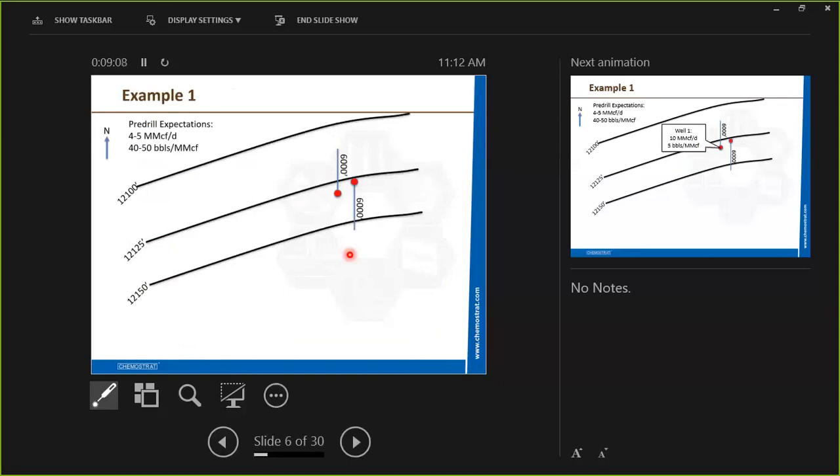Whenever you're going to drill a well, you have to give your reservoir engineer, whoever you're going to give it to, some predictions as to what kind of well you'd expect to get. So when this was put in to be drilled, the idea was, okay, we're going to get between 4 to 5 million cubic feet a day of gas, and it should give us a yield of about 40 to 50 barrels per million. That's kind of what people are shooting for.